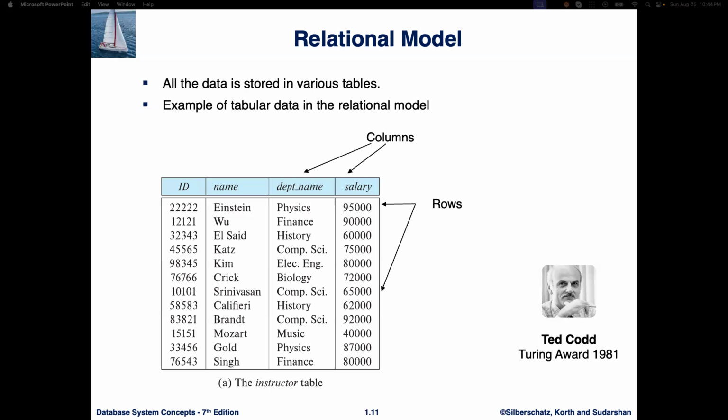These are just, what do you say, imaginary numbers. Don't go on these numbers like Einstein's salary was actually this or not. I don't even know what Einstein's salary was. Another example is the row for Katz from the computer science department earning a salary of 75 grand.